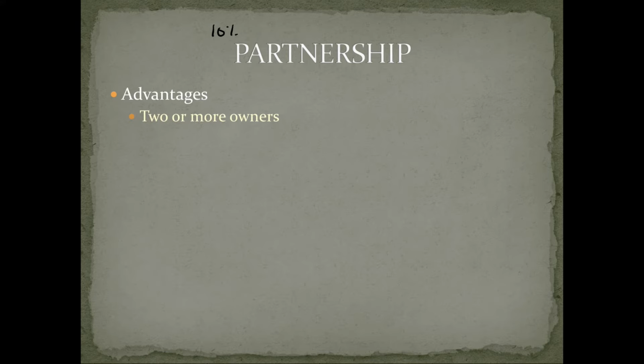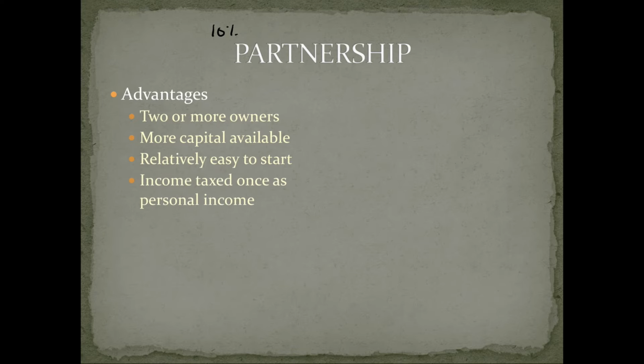One owner's specialty could be in marketing, the other could be in finance, but you have more expertise when you have 2 or more owners. Also, there's more capital available since you have more individuals being able to raise that capital. They are still relatively easy to start. You do have to create a partnership agreement, but they still are relatively easy to start. So the partnership agreement will outline the roles of the different partners. Once again, partnerships are pass-through entities, so your income is taxed only once as personal income.